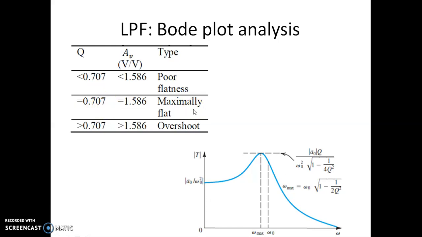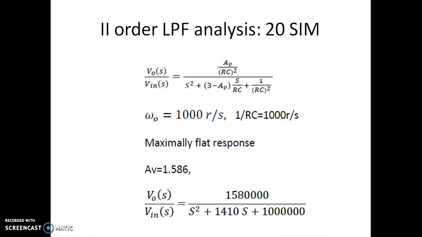We'll be observing the same thing in the 20-sim simulator also. You can say this is using the 20-sim simulator. Let us assume the value of omega naught to be 1000 radian per second, so 1 over RC happens to be 1000 radian per second. For a maximally flat response, the gain AV has to be 1.586. So let us substitute the values of RC and AV, and we end up with this as the transfer function for a second order low pass filter.